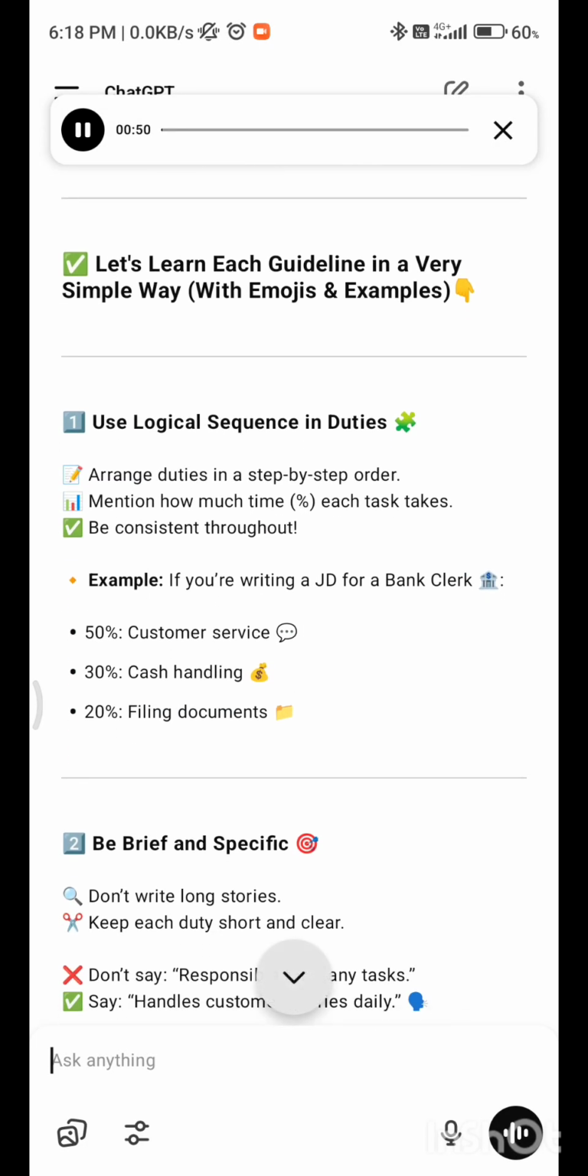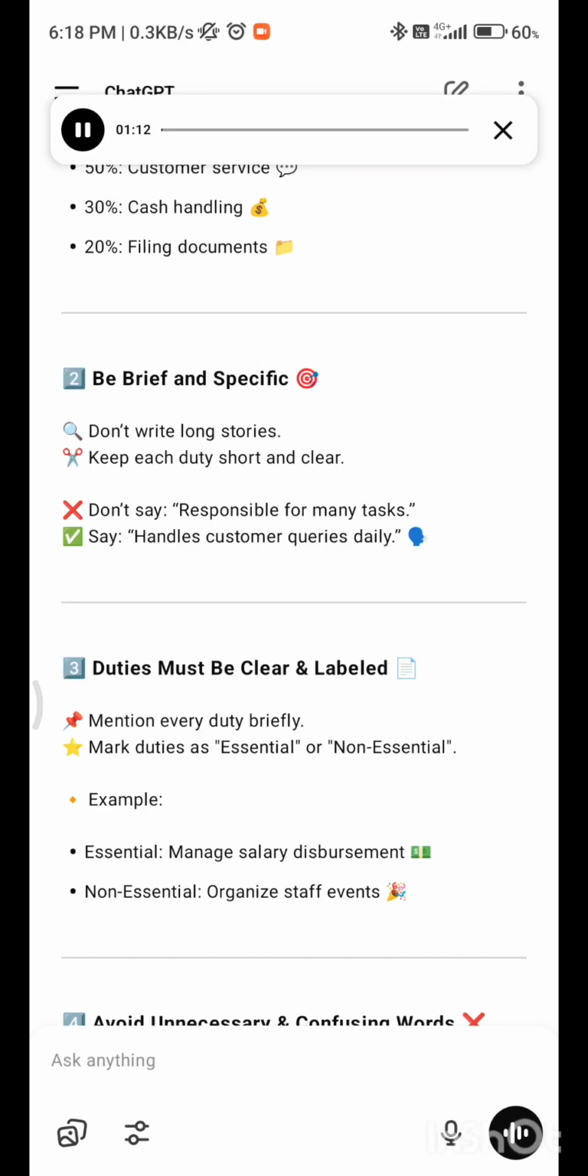1. Use logical sequence in duties. Arrange duties in a step-by-step order. Mention how much time % each task takes. Be consistent throughout. Example, if you're writing a JD for a bank clerk, 50% customer service, 30% cash handling, 20% filing documents.